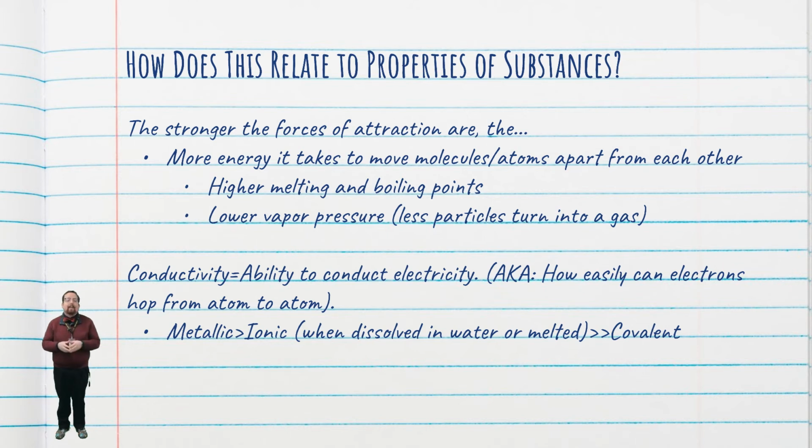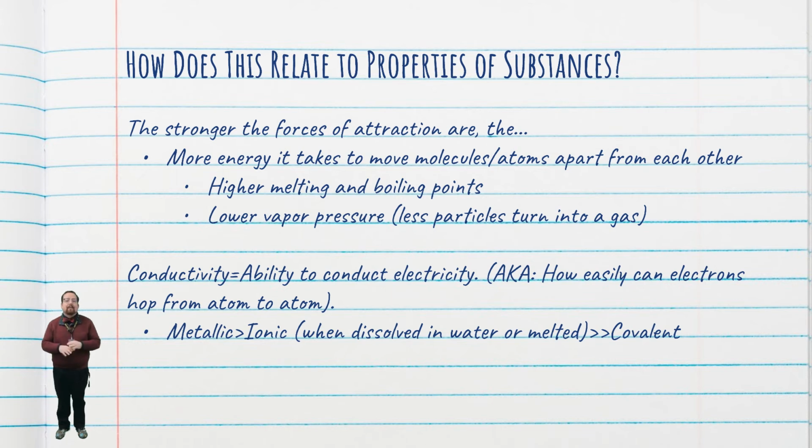Depending on the type of bond, the substance may be more or less likely to conduct electricity. In order to conduct electricity, negative charges have to be able to move around. Only substances that contain metallic bonding are conductive as a solid. Substances that are held together with ionic bonding must be dissolved in water or melted before they can conduct electricity.